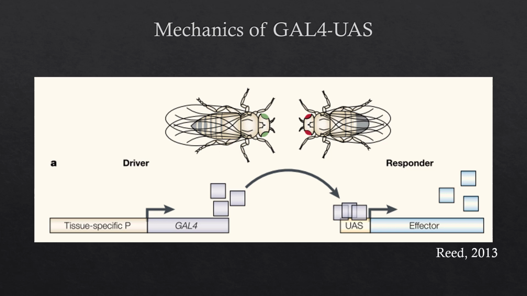Since GAL4 is only expressed in cells where the driver is active, the responder will also only be activated in those cells. The UAS responder is present in all cells of the animal, but in most cells nothing happens since GAL4 is not present to activate it. In the cells that are expressing GAL4, however, the UAS is activated, the reporter gene is transcribed, and the reporter protein is produced.